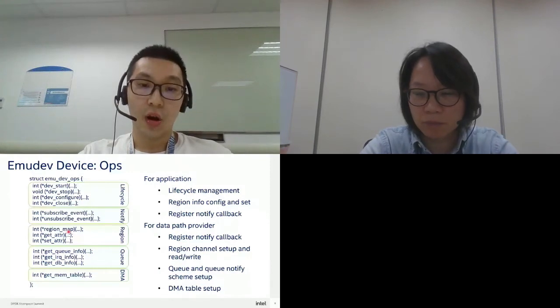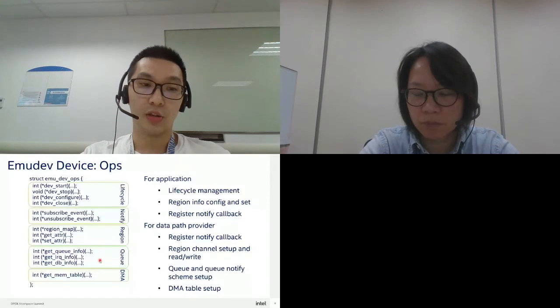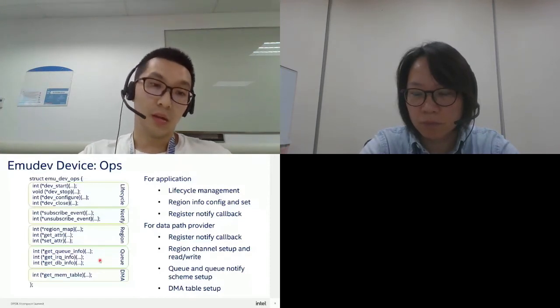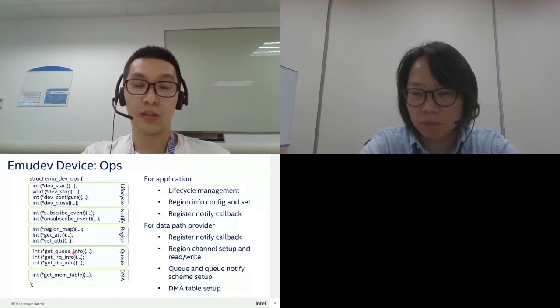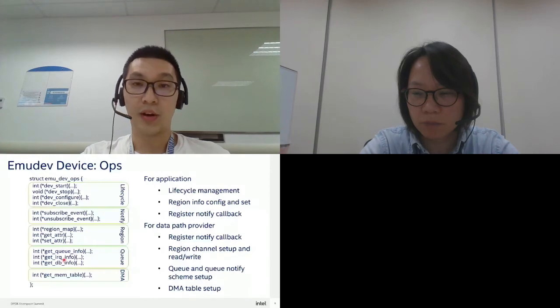The QOps is for the data path provider to get some queue information. The queue info will include the address and size, IRQ information, and doorbell information, and the data path provider will use it to set up queues.